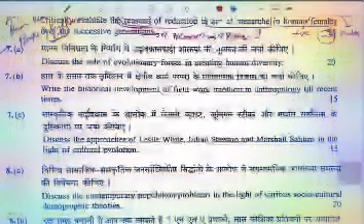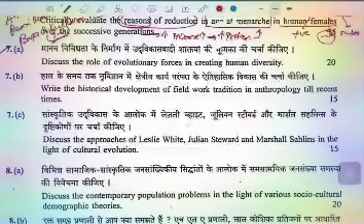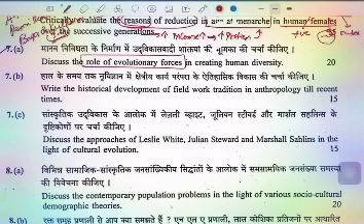Discuss the role of evolutionary forces. Now, when we talk about the role of evolutionary forces in creating human diversity, what is happening? The question is talking about Falconer's evolutionary forces.